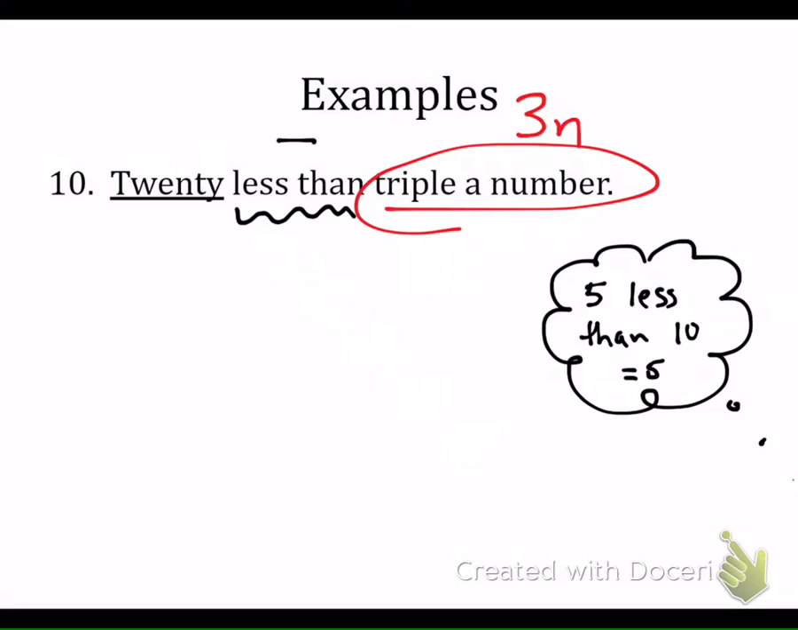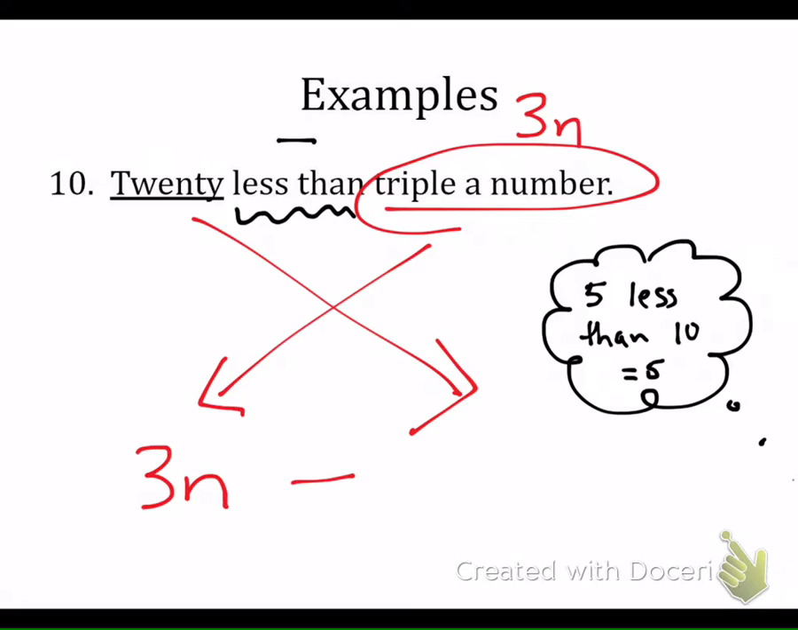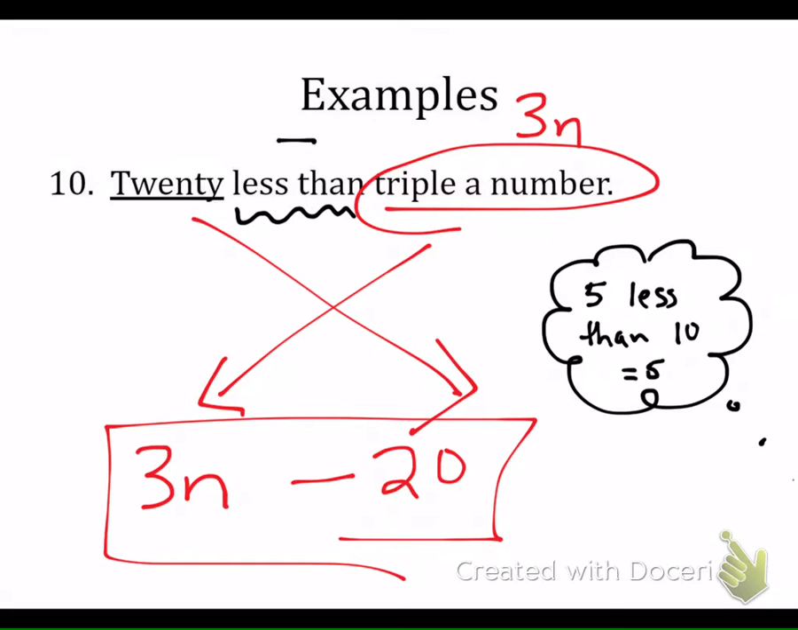What are you actually doing there? Are you doing 5 minus 10, or are you doing 10 minus 5? What you're actually doing is 10 minus 5. So less than is one of those times where you have to switch the order. This guy goes in the front, this guy goes in the back. So triple a number would be 3n, then your minus, then the 12. I think I might have said 20 earlier. Just do what the slide says, not what my voice says, especially when I mess up.